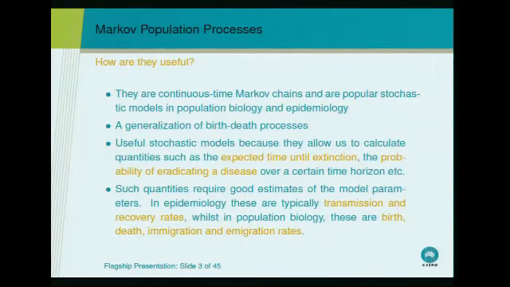We're going to be looking mainly at D-optimal designs, but I'll be talking mostly about ways to evaluate the information matrix. So why are these processes interesting and useful? They're continuous time Markov chains, popular in population biology and epidemiology. Markov population processes are generalizations of birth and death processes, and they're useful models because they allow us to calculate quantities such as the expected time until extinction of a population or the probability of eradicating a disease over a certain time horizon.